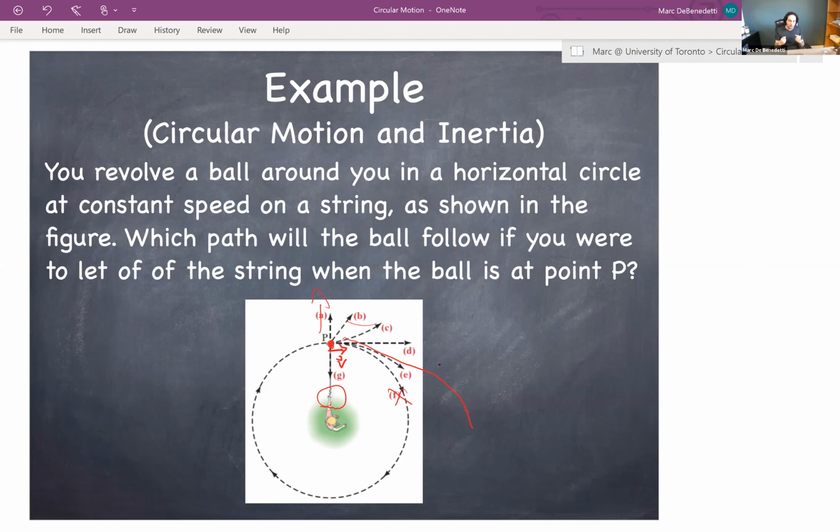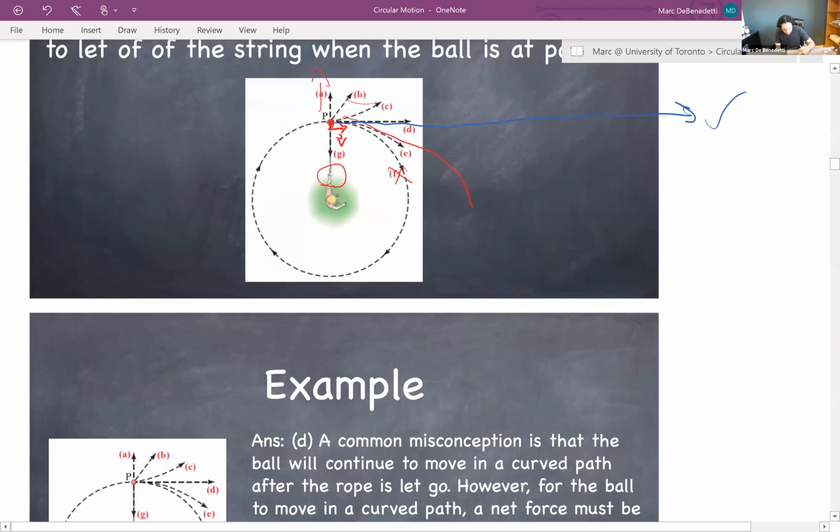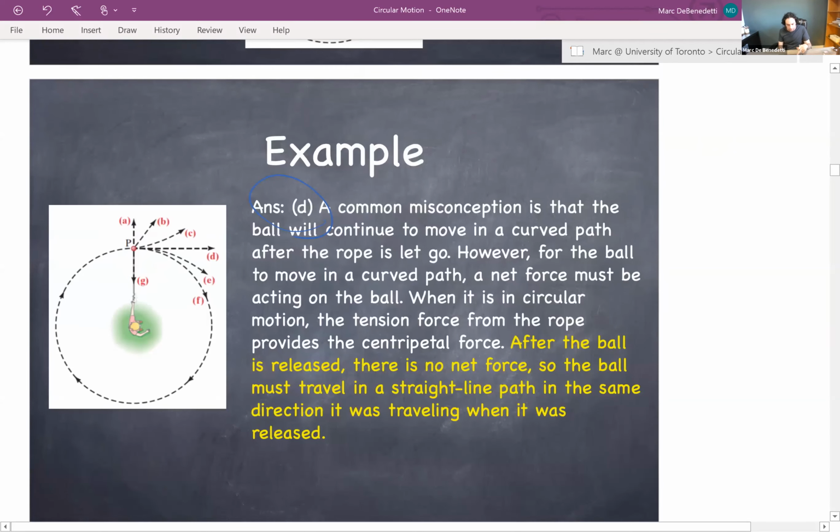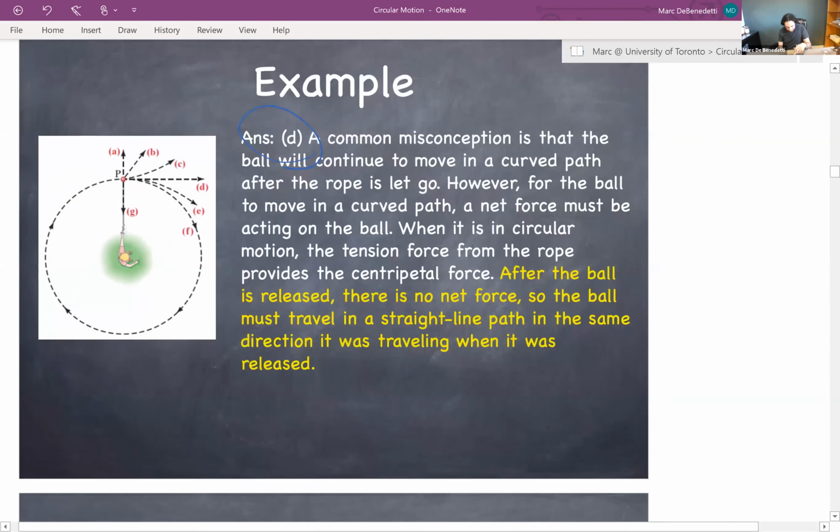So if I let go of a spinning object, it actually flies out. Let me draw this in blue. It actually just flies out tangent to the circle in a straight line. So it doesn't continue in an arc, even if it's a larger arc than the original circle. It just continues straight out. So that's the answer there, the answer is D, and there's a bit of an explanation there. You can go back and read it later if you want.